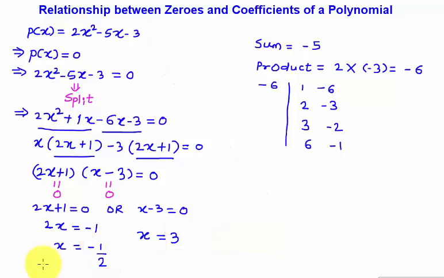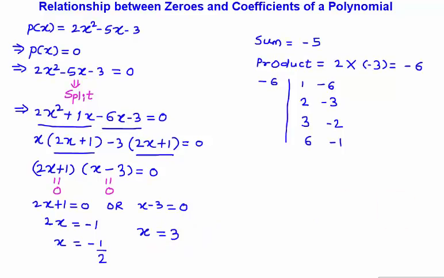Now let's name the zeros of the polynomial as alpha and beta. So alpha will be minus 1 by 2 and beta will be 3. Let's write down the zeros of the polynomial.